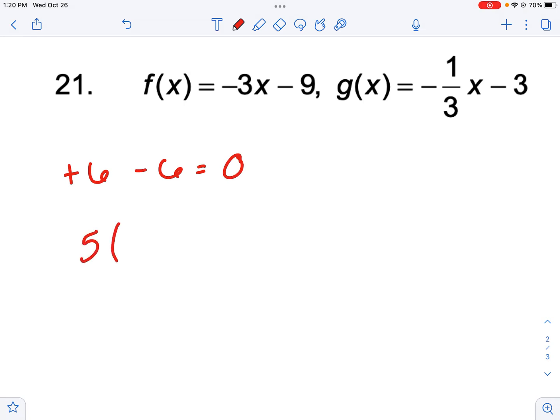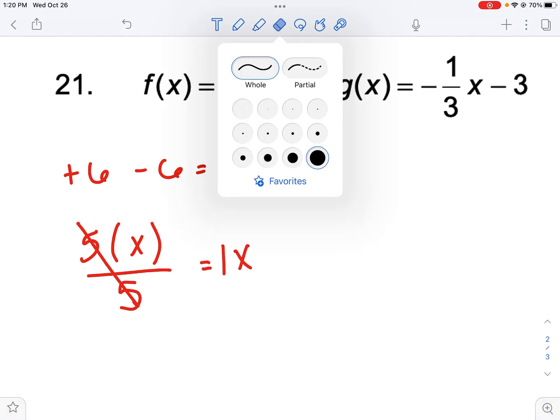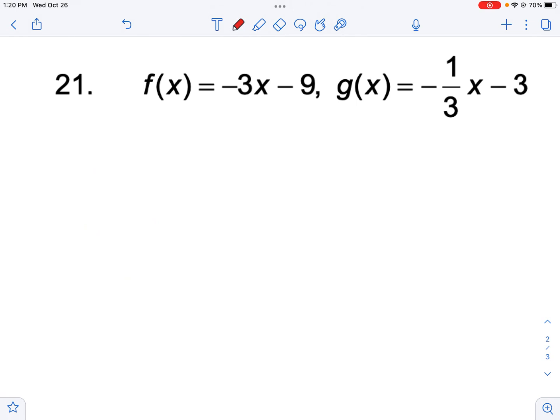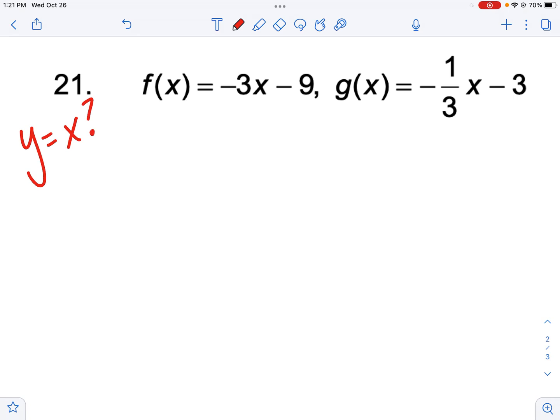Now if I were multiplying and dividing, if I had 5 times x and then I divided by 5, I'm multiplying and dividing by the same number, so those are inverse operations. Those would reduce as well, and you would end up with 1 times x, or just x. So whenever you want to find inverses, I want to know, do these functions simplify everything about each other? Do they undo the other's operations until you're left with just y equals x?